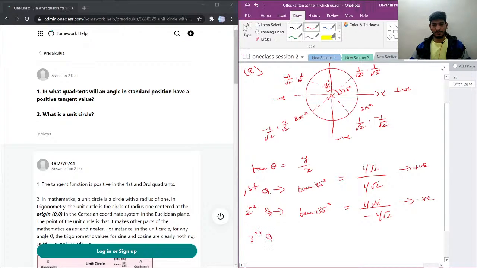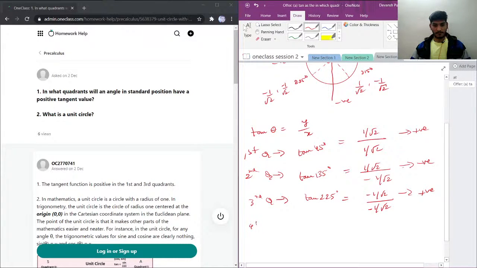For my third quadrant, tangent of 225 degree will be negative of 1 over root 2, negative of 1 over root 2, and this negative and negative will be cancelled, so this will become positive. For my fourth quadrant, this will be tangent of 315 degrees, and here in the fourth quadrant my y is negative and 1 over root 2, and this will become negative.